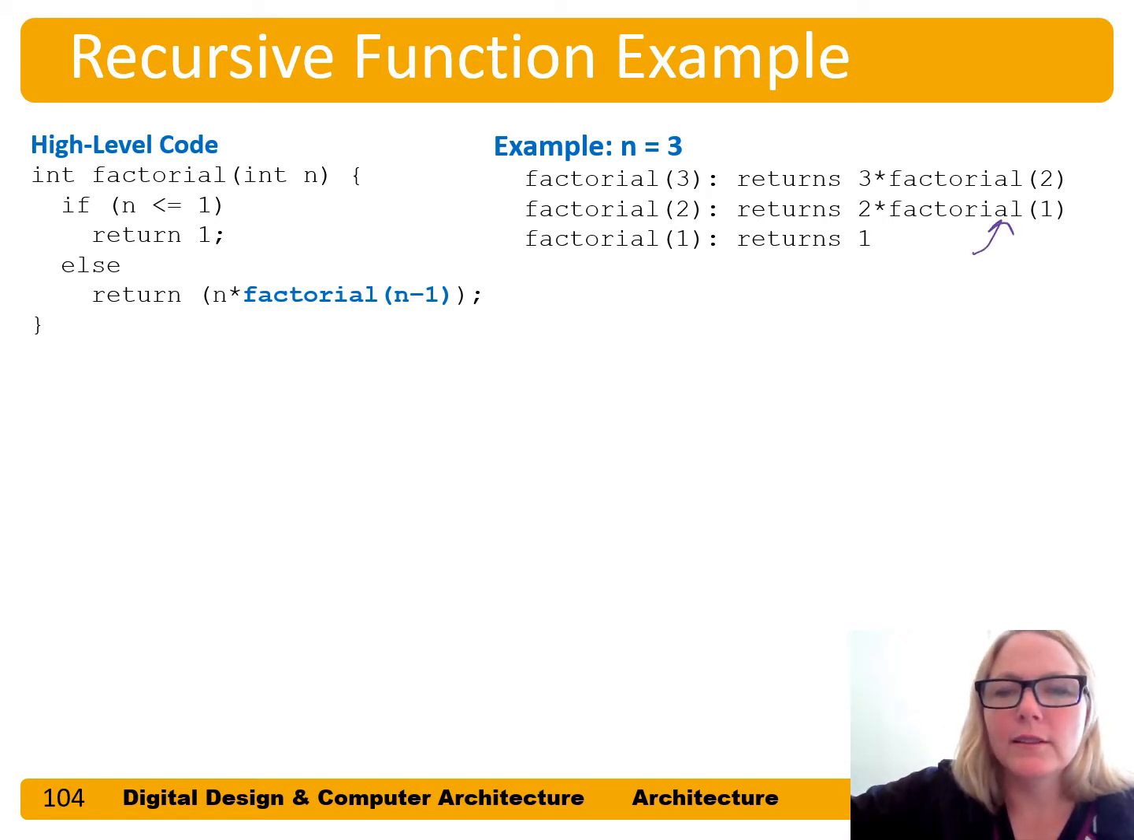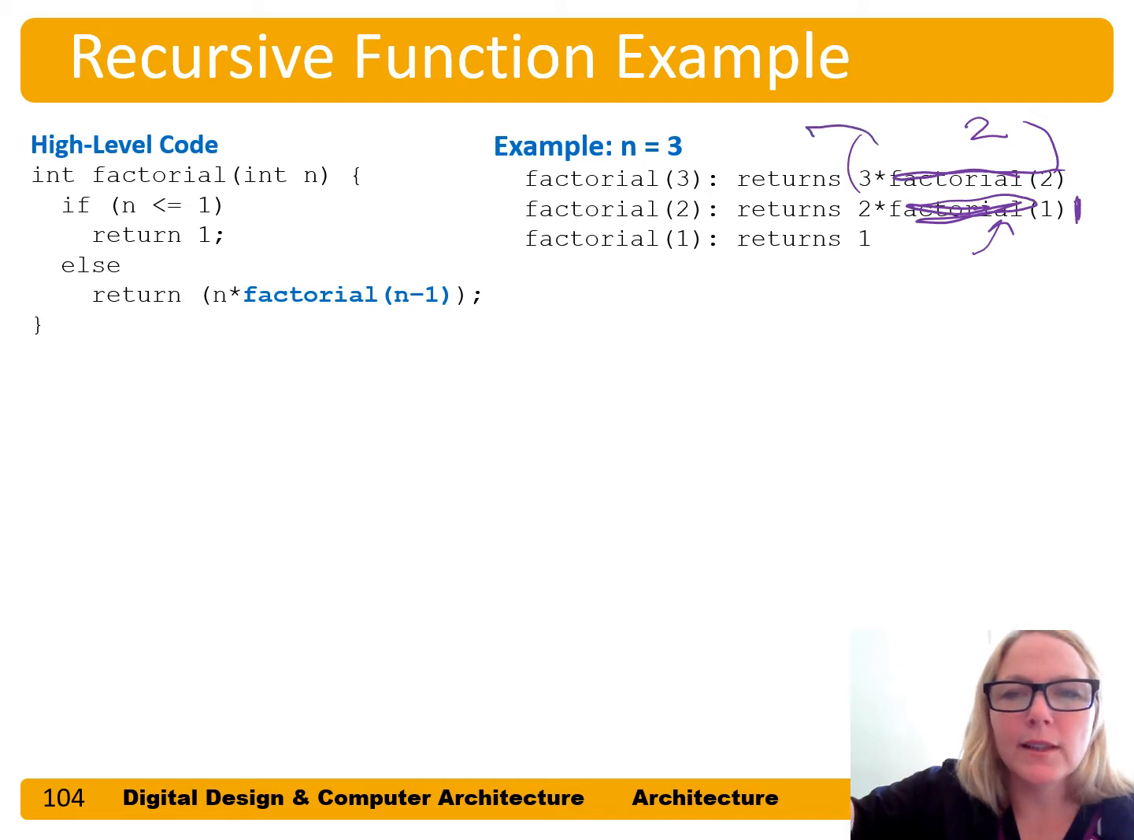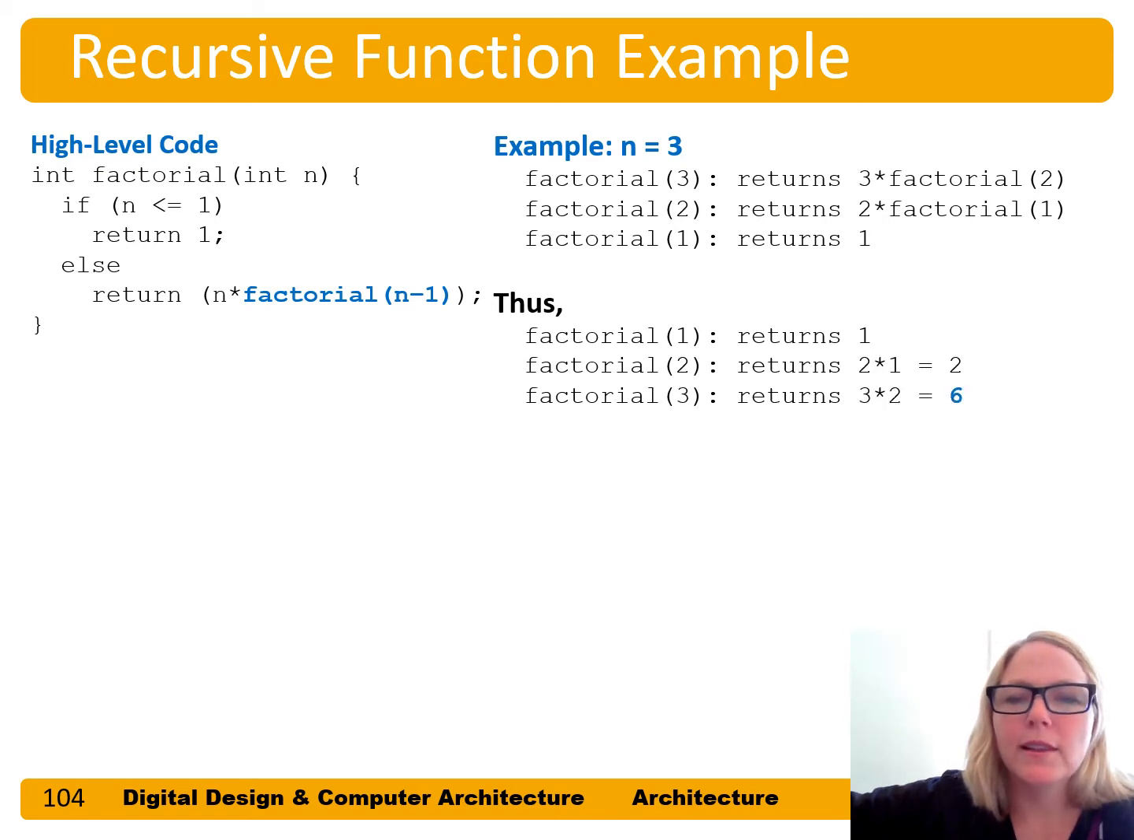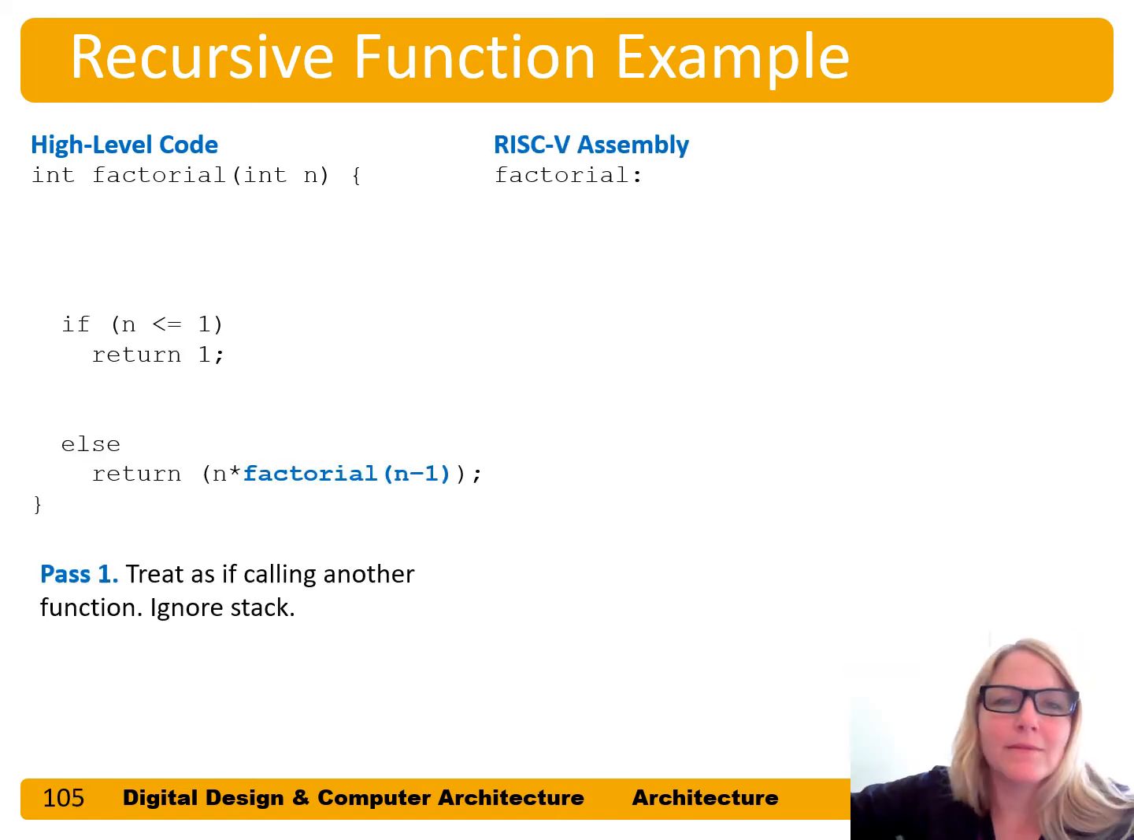this call, factorial of 2 that called it, so 1 times 2, and factorial of 2 can now return. So it returns its value, 2 times 1, which is 2, and then factorial of 3 can now return its value, 3 times 2, and now that's the final value that factorial of 3 returns. So again, factorial of 1 returns, then factorial of 2, and then finally factorial of 3 returns.